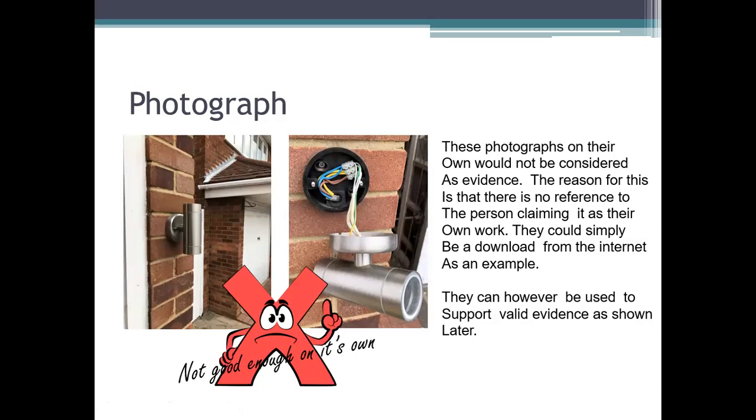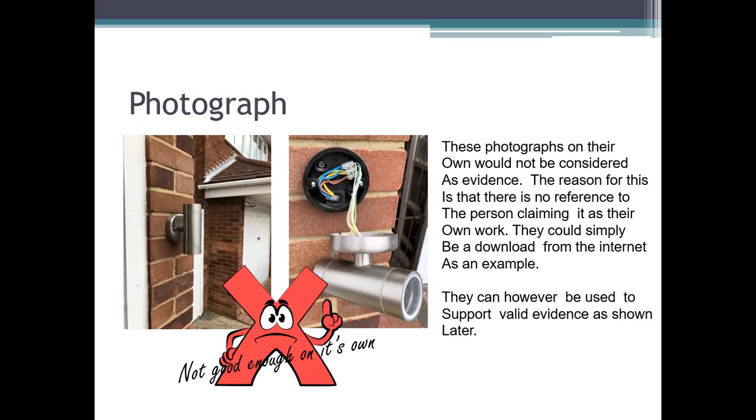Okay, you can't see anybody working on it. These are photographs that could have come off of the internet. Okay, so these photographs on their own would not be considered as evidence. And the reason for this is there's no reference to the person claiming it as their own work. They could simply be downloaded from the internet.